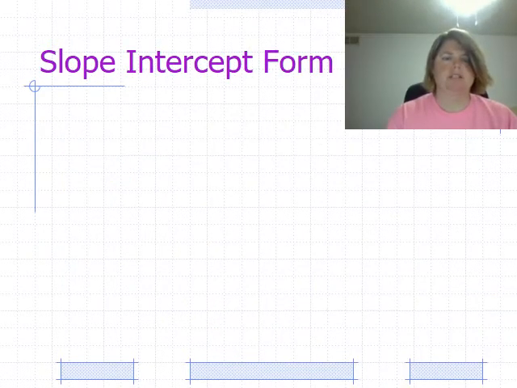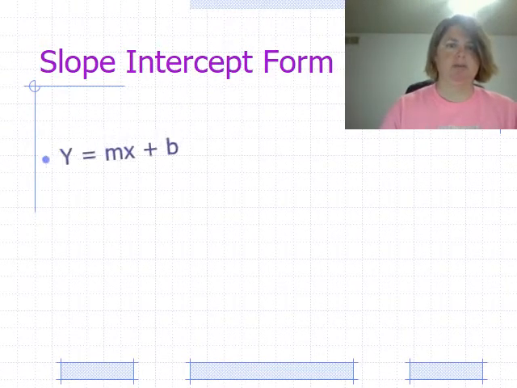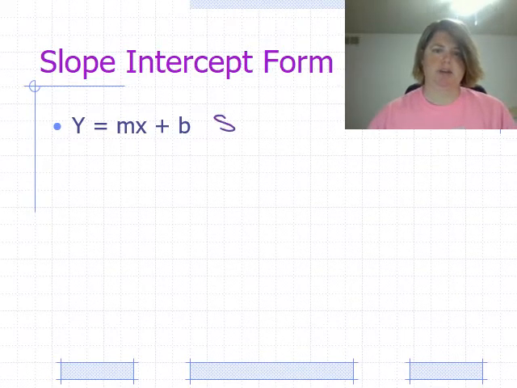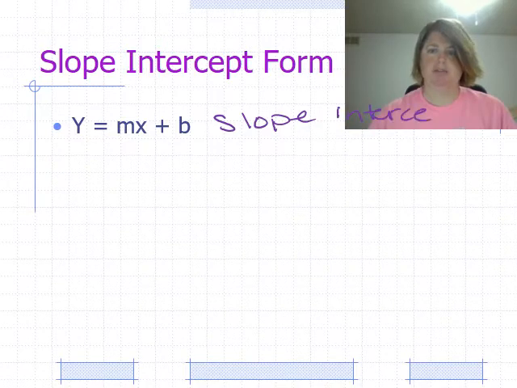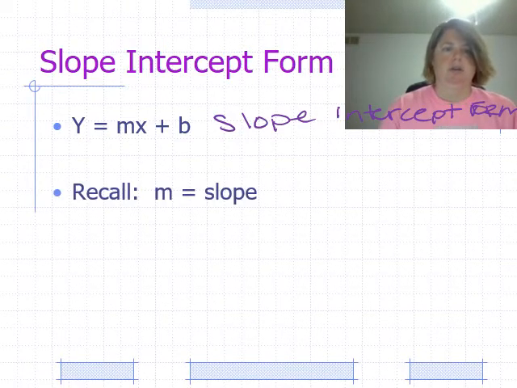All right, so let's look at slope-intercept form. Slope-intercept form is a formula that you've seen before in algebra. Make sure that you know what this is. If not, you need to make sure this is memorized. So write this down. Again, this is slope-intercept form. I know it's written right above, but I want you to make sure that you have it in your notes as slope-intercept form.